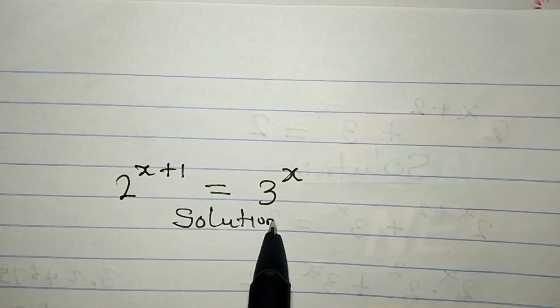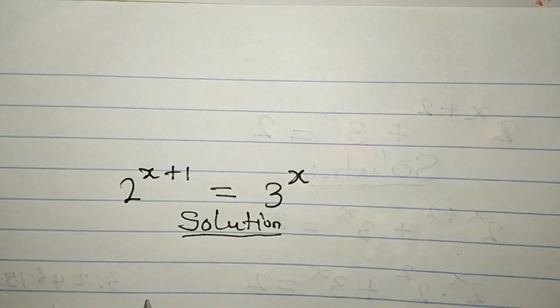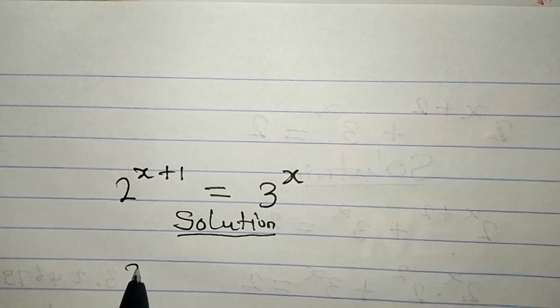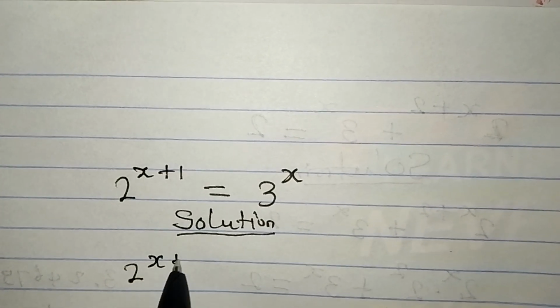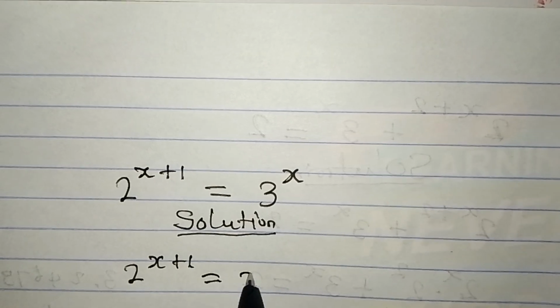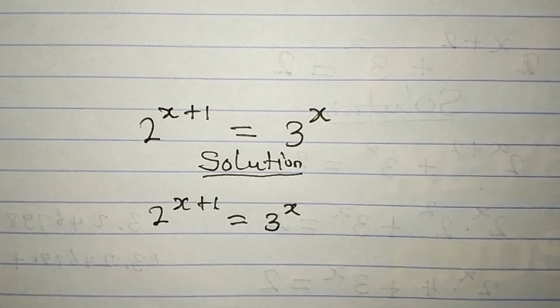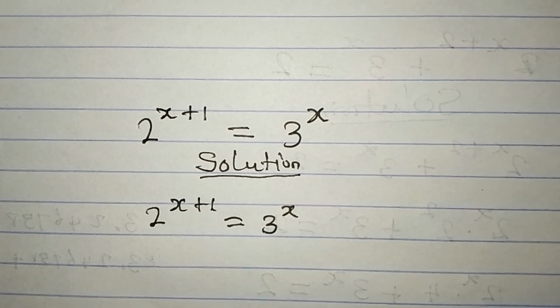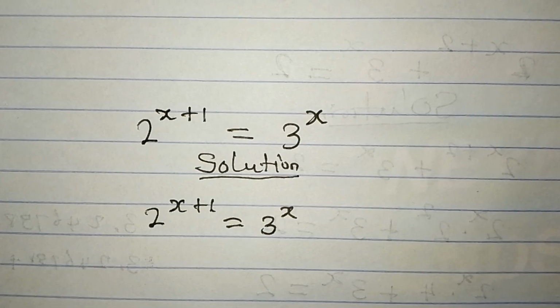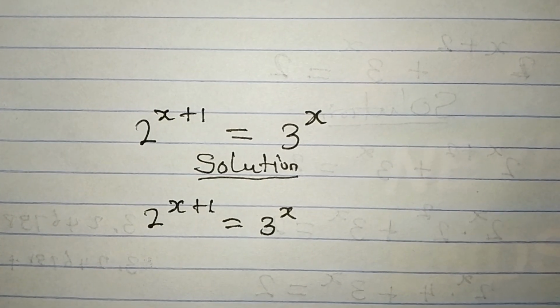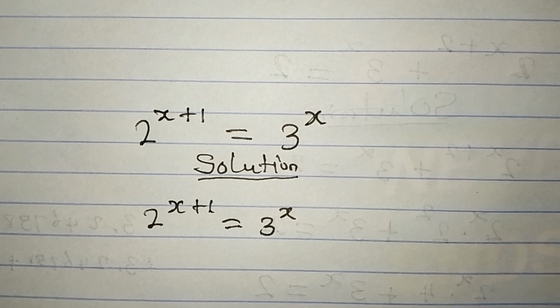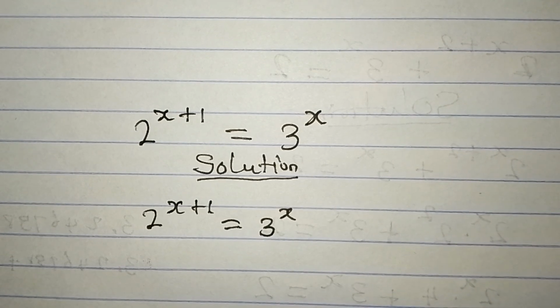Let's provide the solution to this problem. We have 2 to the power of x plus 1 equals 3 to the power of x. Now, we cannot express 2 and 3 to have the same base. So what should we do? Okay, so this is the point where we take log of both sides.